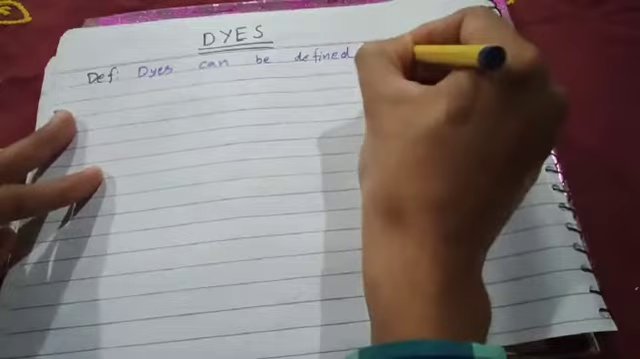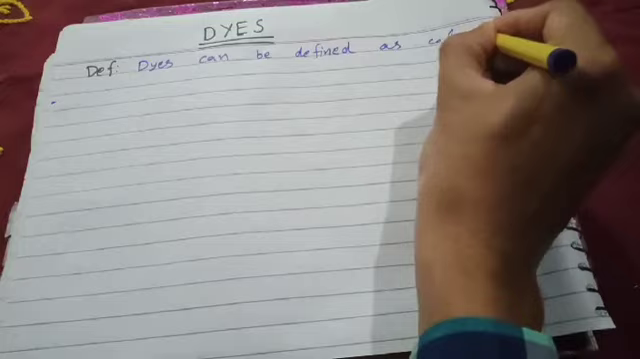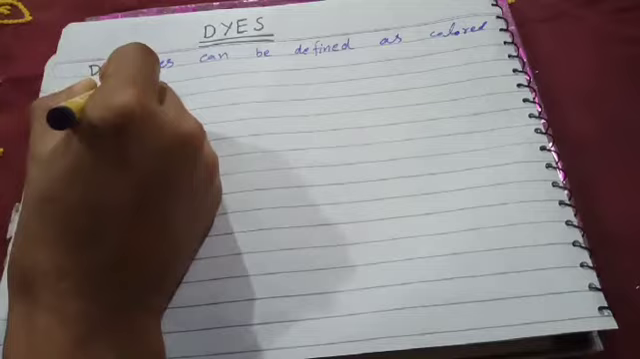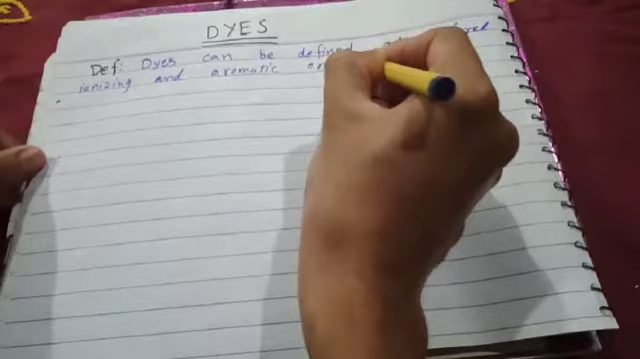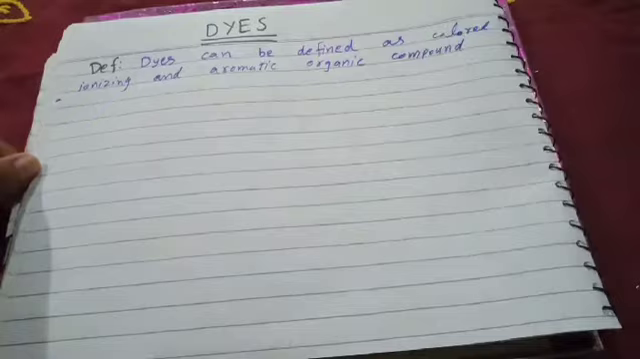Colored, ionizing and aromatic organic compounds. Organic means which contain carbon and hydrogen. Aromatic means which have a benzene ring.